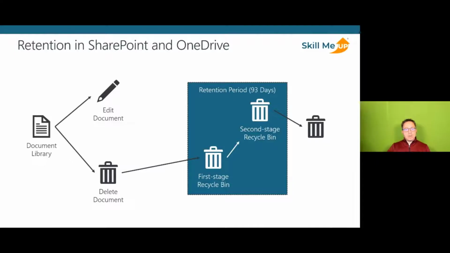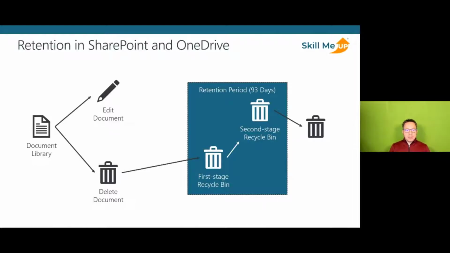We also can see that we've got first stage and second stage recycle bins within SharePoint and OneDrive. So if an end user goes in and deletes a file, it goes to the first stage, which we all know we can get back as an individual user. And then the second stage is a site collection administration function. But we have a default retention period of 93 days that will span the first and second stage recycle bin. So at the end of the 93 days, the document is permanently deleted from wherever it resides, whether it's first or second, or if it's been moved.